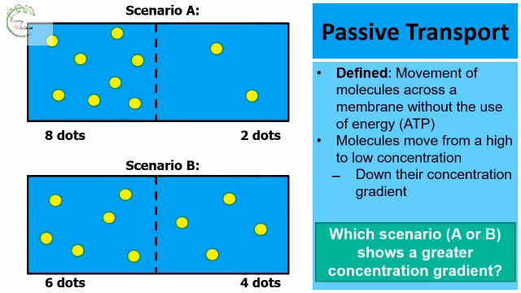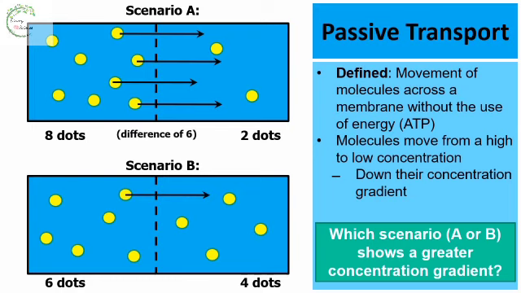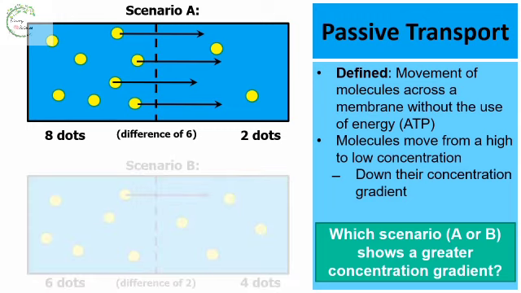So my question is, which scenario, A or B, shows a greater concentration gradient? Well, in both cases, the molecules are going to move from the left to the right. It's going to take 4 of the yellow dots to move to the right in order to get to equilibrium. But in scenario B, only 1 has to move to the right to get to equilibrium. So the answer is scenario A has a greater concentration gradient. There's a difference of 6, and there's a difference of 2 for scenario B.